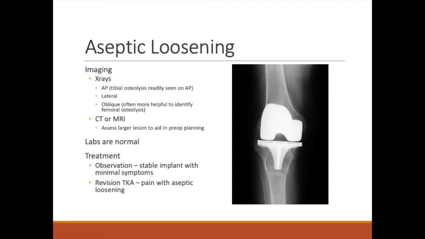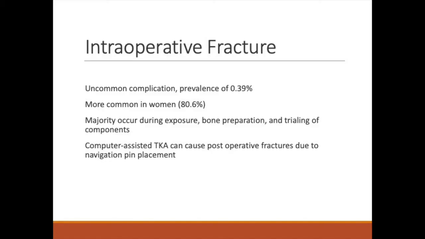And treatment is either observation if the implant is stable, there's no symptoms, and or the patient is a poor surgical candidate. Otherwise, you have to revise the total knee, especially if there's pain or an impending frank loosening of the implant. Intraoperative fractures are very uncommon, but they do occur at around 0.5% of cases, most common in women and osteoporotic bone. The majority occur during exposure, bone preparation, and trialing of components.